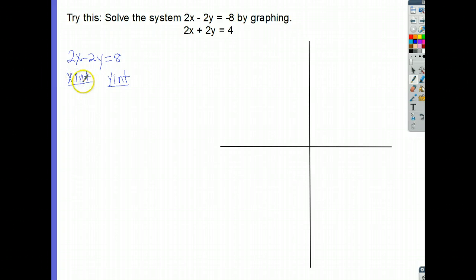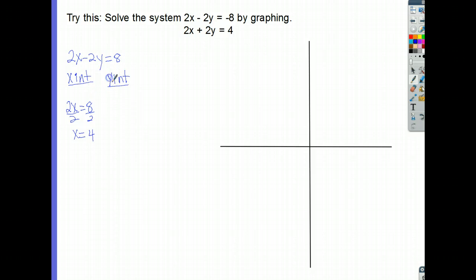If you want to find the x-intercept, you let the y value equal 0. When you let the y value equal 0, basically that y term falls out of the equation, and what's left is 2x is equal to 8. Well, we can divide by 2, and we know that the x-intercept, or where it crosses the x-axis, is 4.